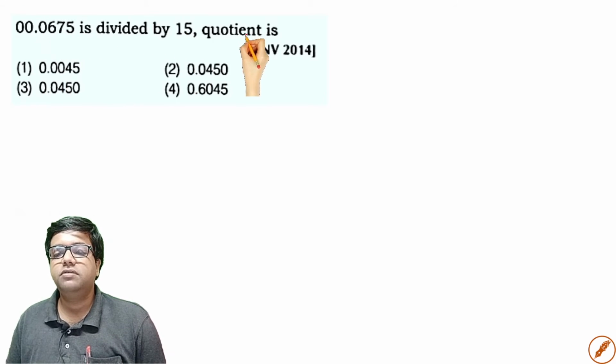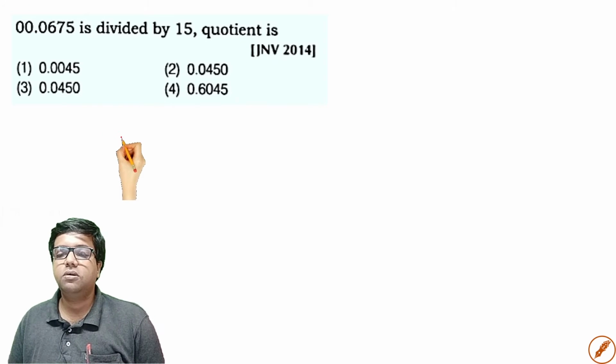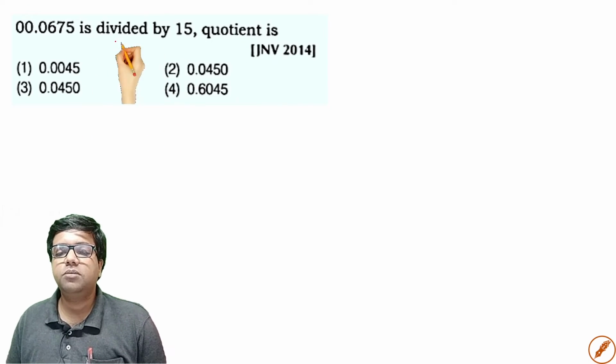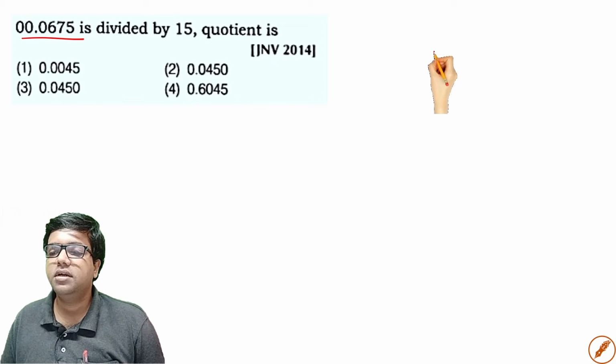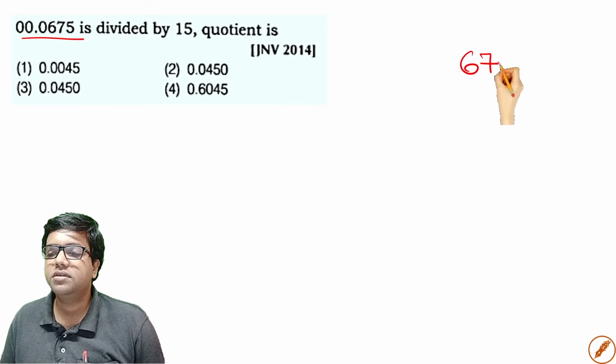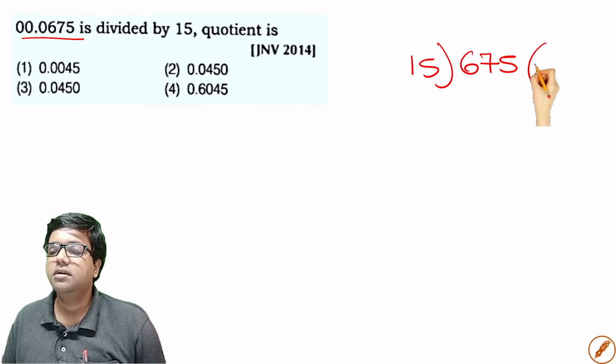0.0675 is divided by 15. The quotient is... forget about the decimals, just take the number, right? 675 divided by 15. What will you get?